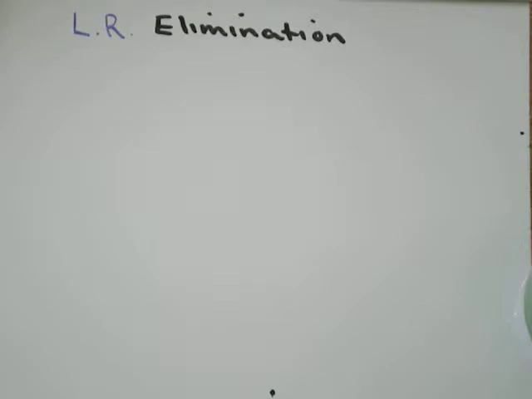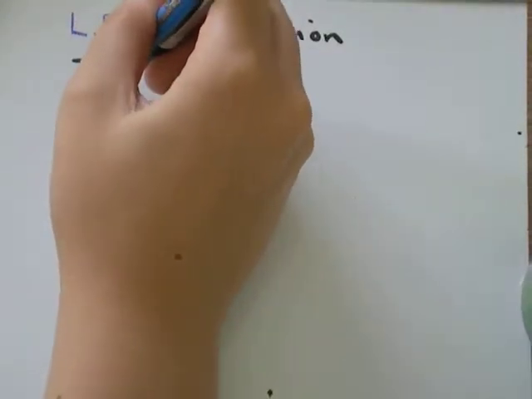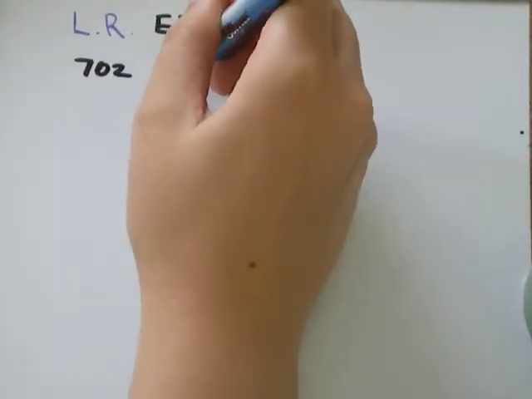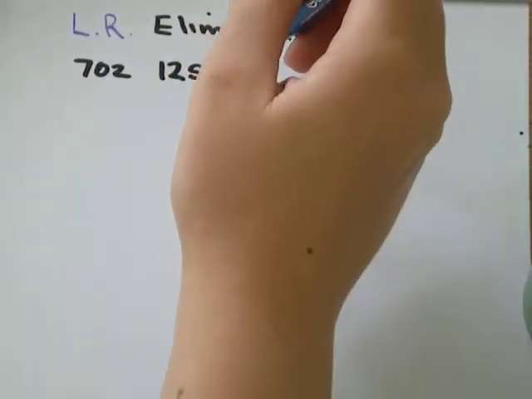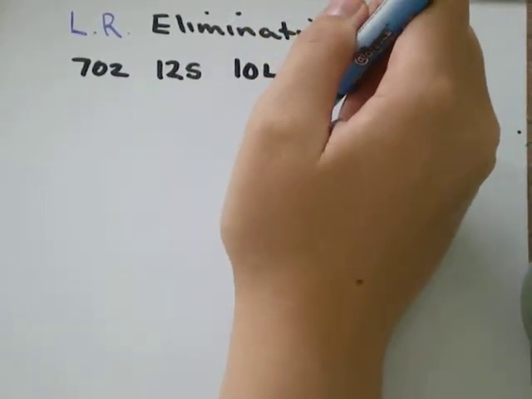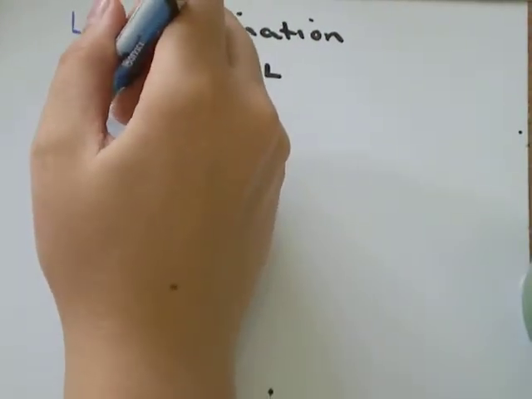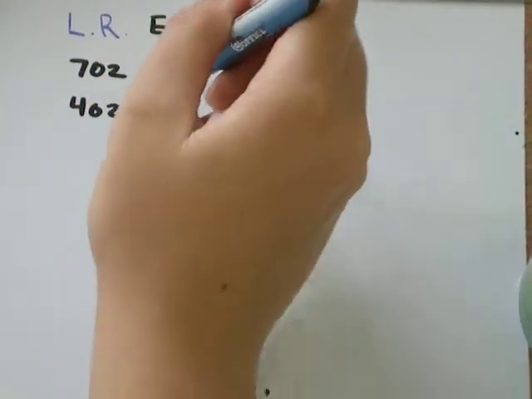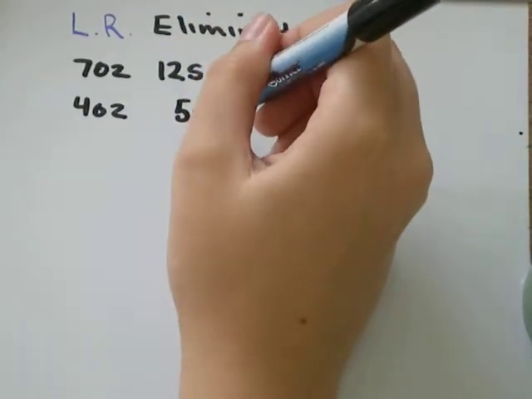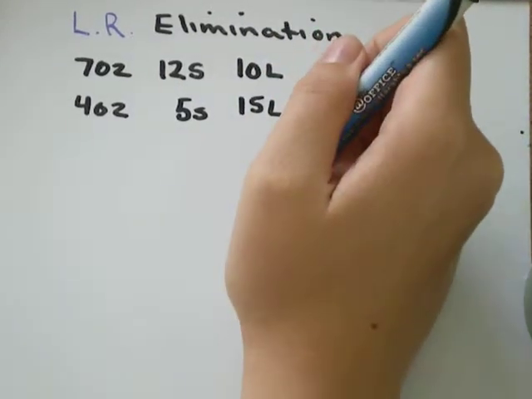First thing you need to do, look at the question and highlight or pick out any important pieces of information. So I know that in a 7-ounce package I get 12, and I'll use the symbol S for small lures, and 10, I'll use the symbol L for large lures. In a second package that weighs 4 ounces, I have 5 small lures and 15 large lures.